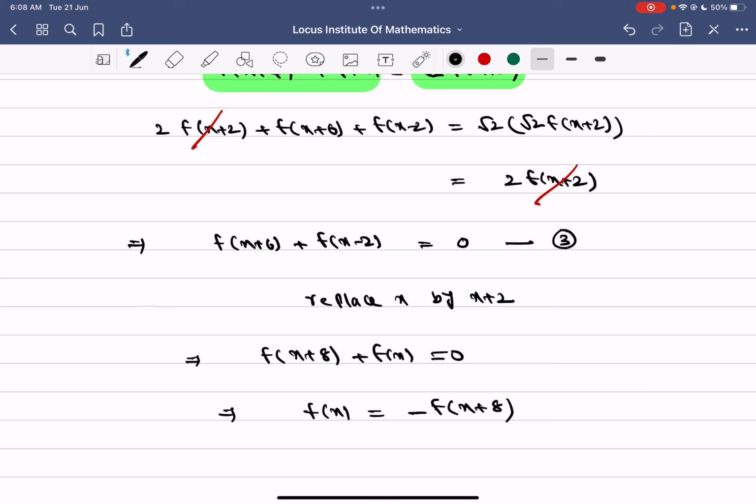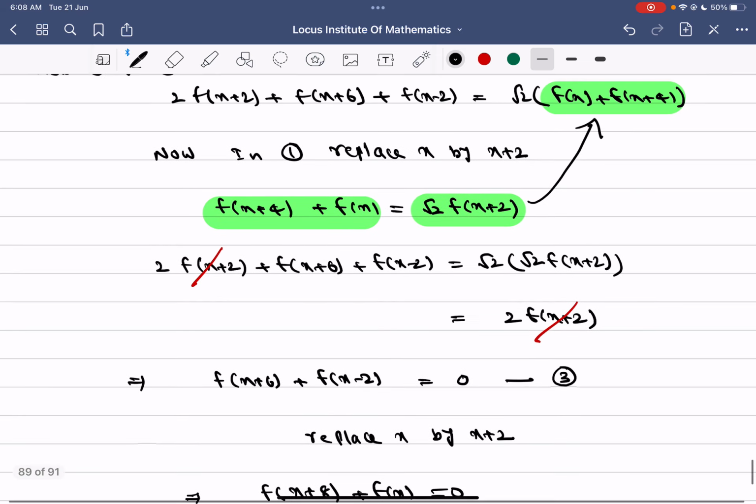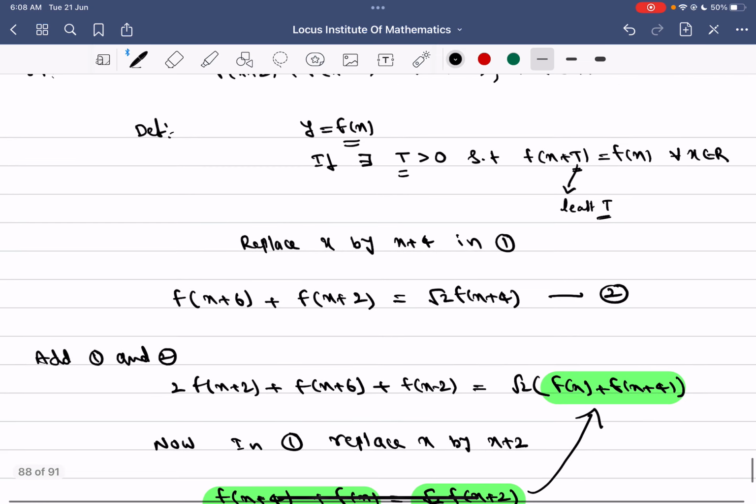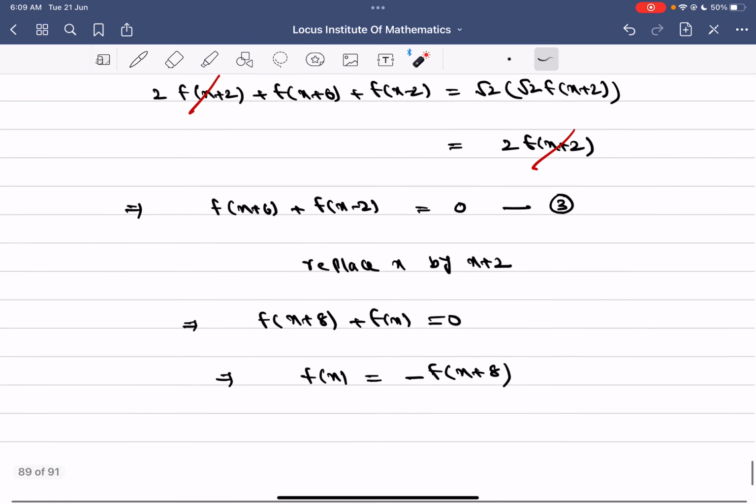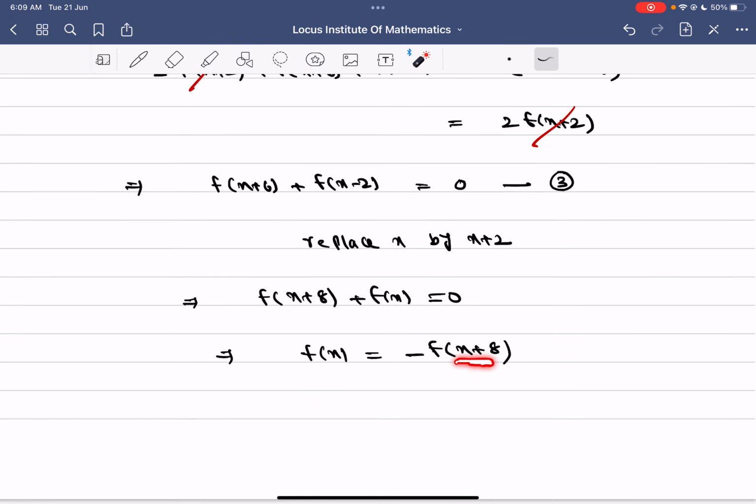But our period definition is what? y is equal to f of x is a function, if there exists a positive real number t such that f of x plus t equal to f of x for every x belongs to R, then we say that t is the period. So here we got f of x plus 8 is equal to minus f of x, but we need the f of x plus t equal to f of x form.